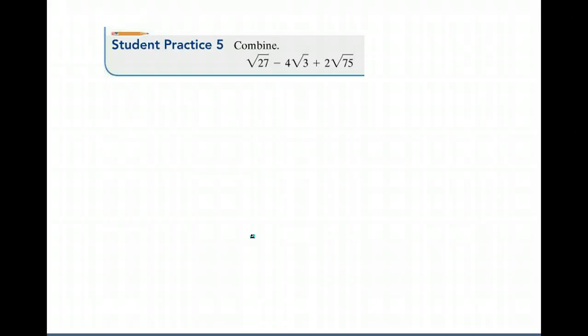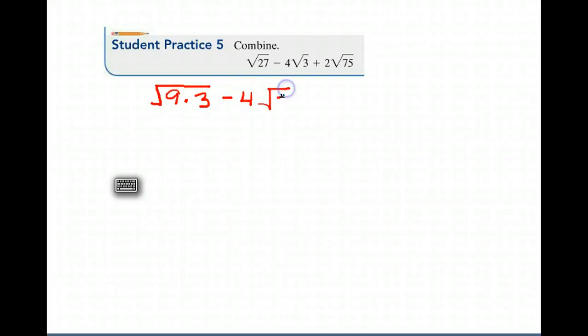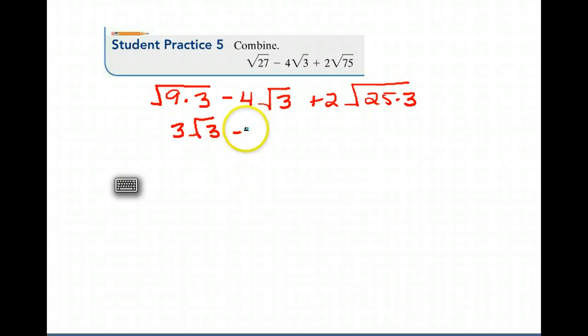Okay, at this point, everybody should have had an opportunity to try this example, and you should be ready to check your work with me. So for the square root of 27, we are going to break this into 9 times 3. Then we have minus 4 square root 3 plus 2 times 25 times 3 to break up the 75. We're going to evaluate the square roots, so we have 3 square root 3. There's nothing to do for our middle term, so we're just going to bring it down.